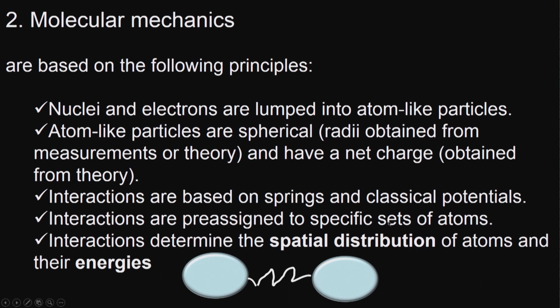Interactions are pre-assigned to specific sets of atoms. So, for a carbon-carbon interaction we get certain constant values, and carbon-nitrogen will have different constant values, and so on. Interactions determine the spatial distribution of atoms and their energies. That means some bonds get pulled, some bonds get pushed, some bonds get bent. So, we have different conformations the molecule takes; that is what the spatial distribution means.